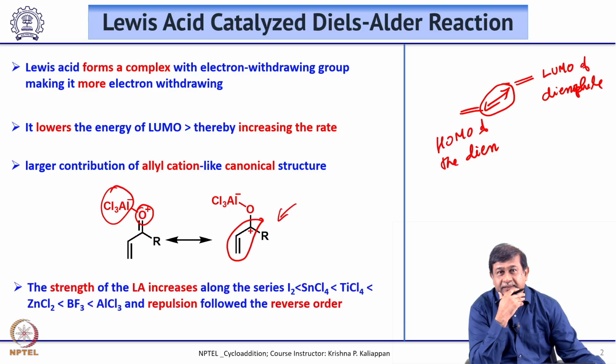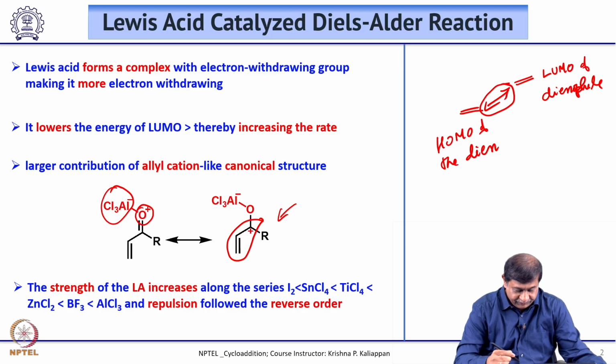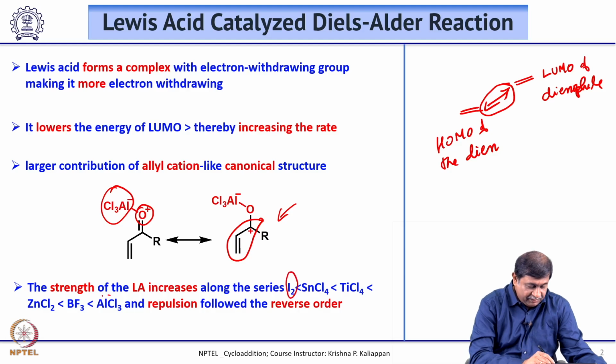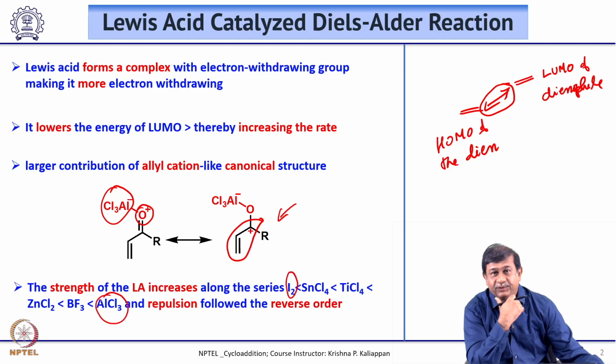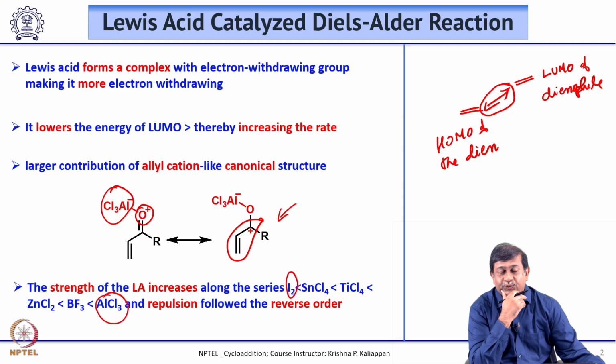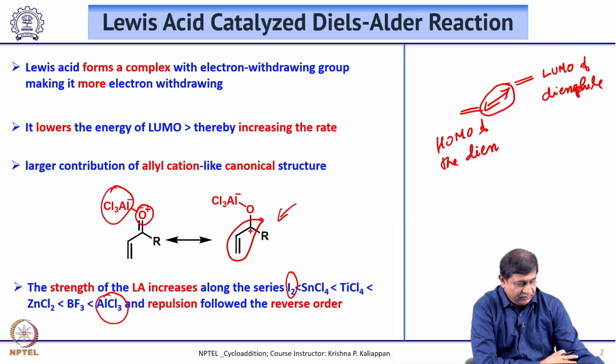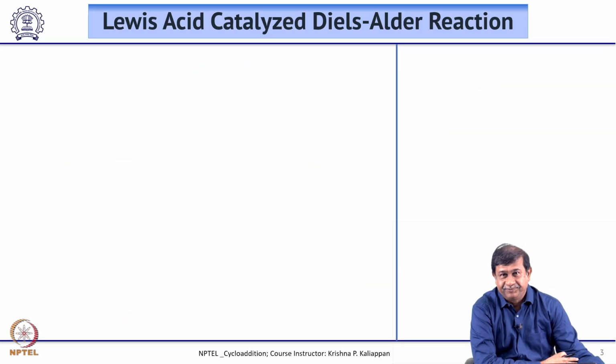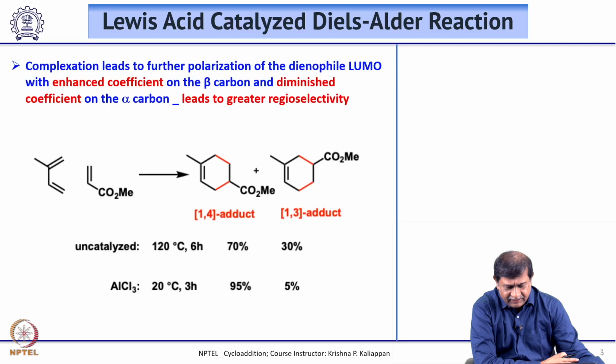So the strength of the Lewis acid also plays a very important role, and as you know, the strength increases from iodine to aluminum chloride. So that's why you will see in many Lewis acid catalyzed Diels-Alder reactions, either aluminum chloride or a derivative of aluminum chloride is used. So what does it do?